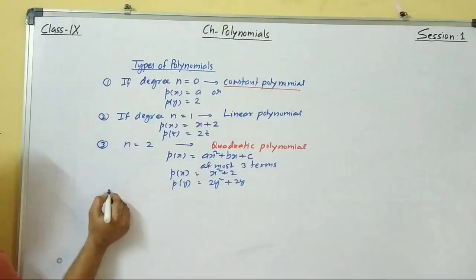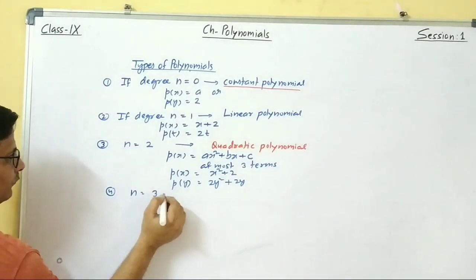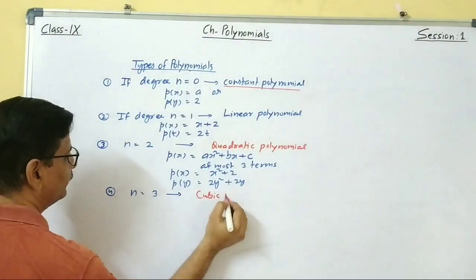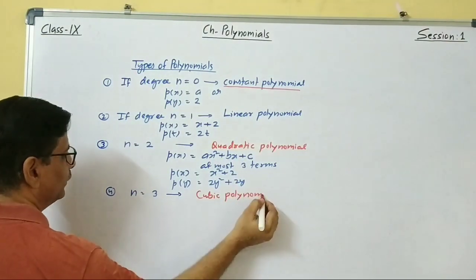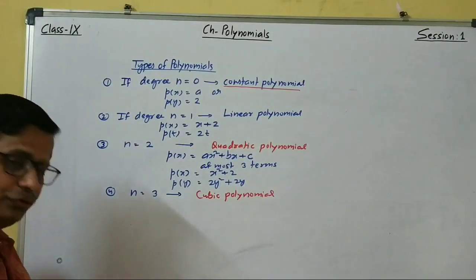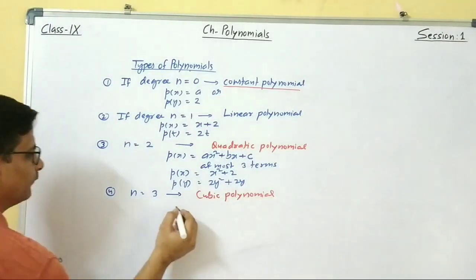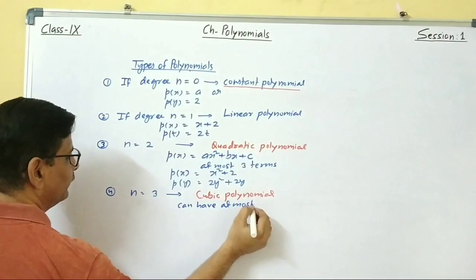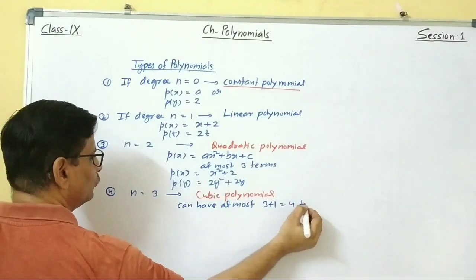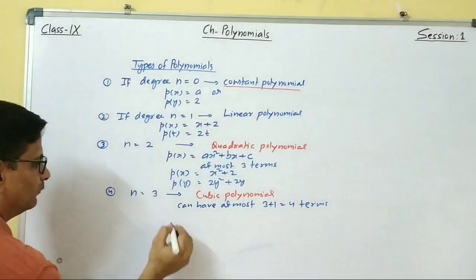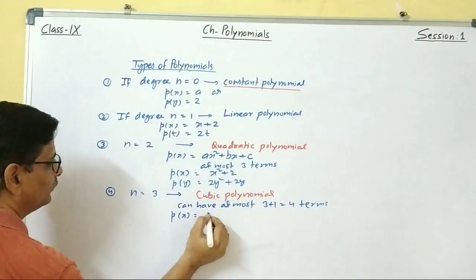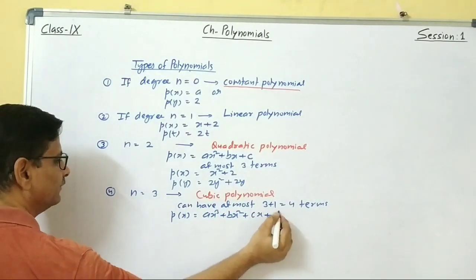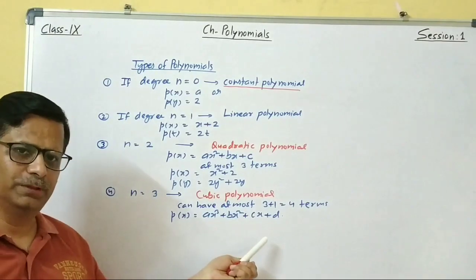Okay. Now if degree is 3, then polynomial is called cubic polynomial. And it can have at most, not 3, 3 plus 1 is equal to 4 terms. And the standard form of cubic polynomial is like that. P(x) is equal to ax cube plus bx square plus cx plus d. So this is the standard form of a cubic polynomial.